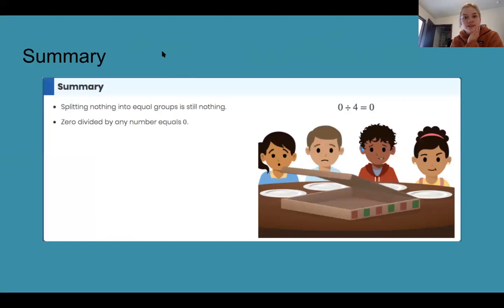All right. So here's another real world example. Splitting nothing into equal groups is still nothing. 0 divided by any number equals 0.